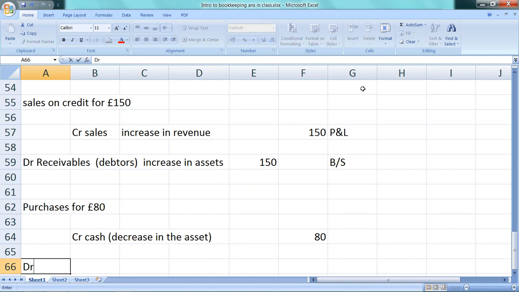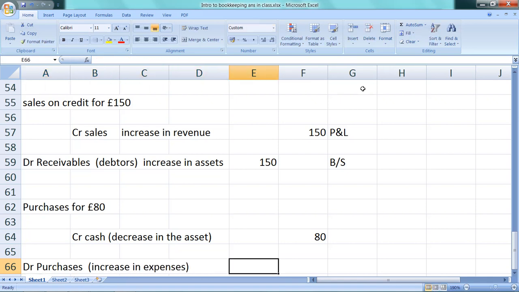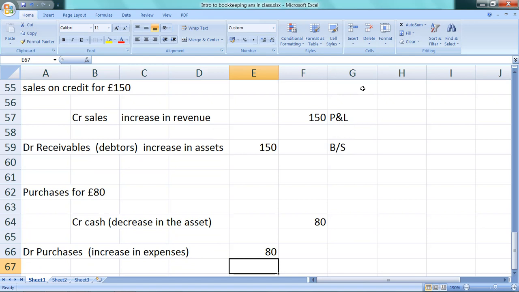What I'm then going to do is debit purchases, which is actually an increase in expenses to the tune of £80, because that's now going to become part of my cost of goods sold. Does that make sense? So that credit to cash, which decreases my assets, hits my balance sheet. The other side, an increase in expenses, will decrease my P&L account.